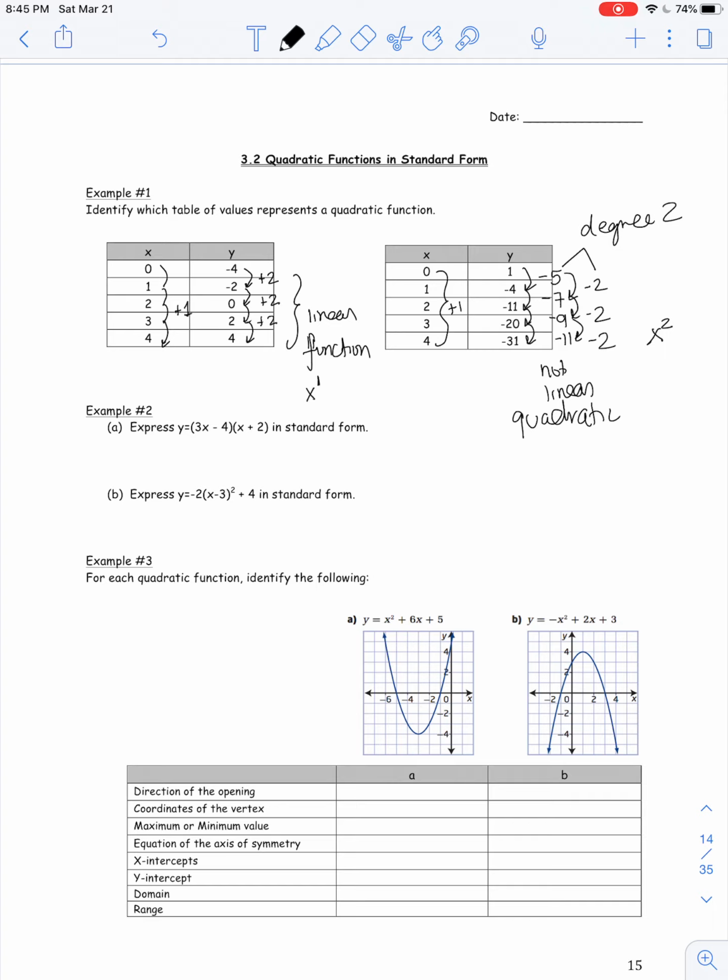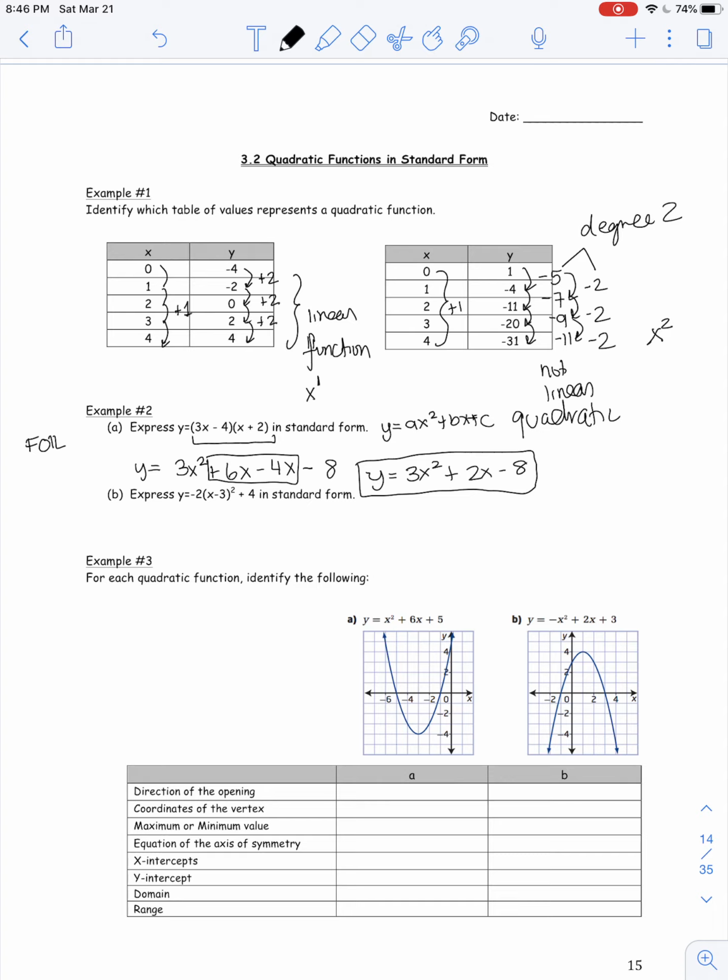What we want to do is be able to go from factored form into standard form. Standard form looks like this. In 10C, you should have learned that to put two brackets together, you can do something called FOIL. That's when you multiply your first, your outside, inside, and last terms together. So that's going to give you 3x squared plus 6x minus 4x minus 8. And we always want to combine like terms together, so the middles are going to combine, giving you positive 2x, and we have a minus 8 as our constant. This is our standard form.